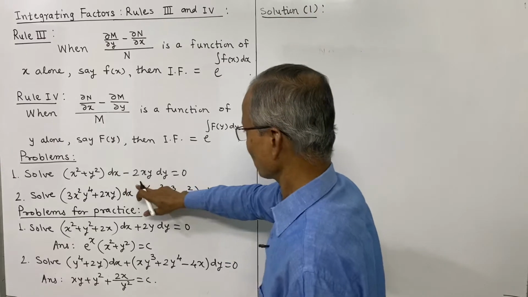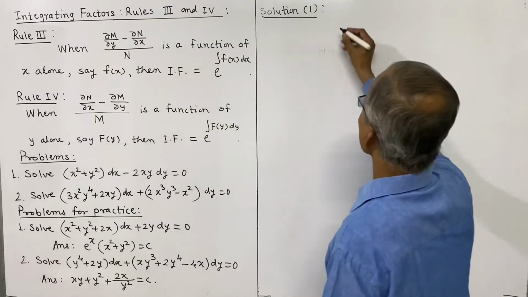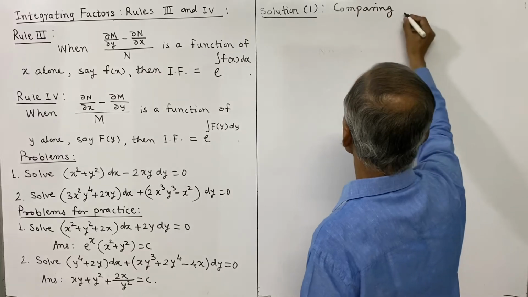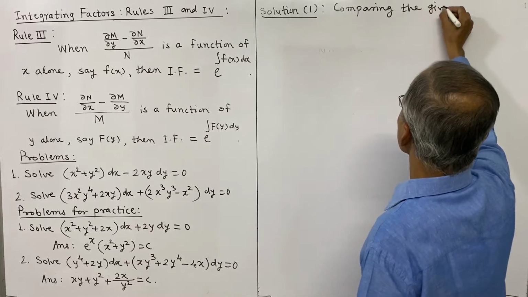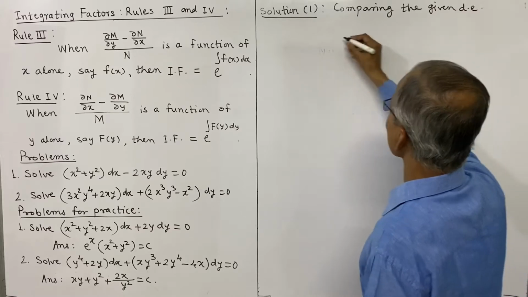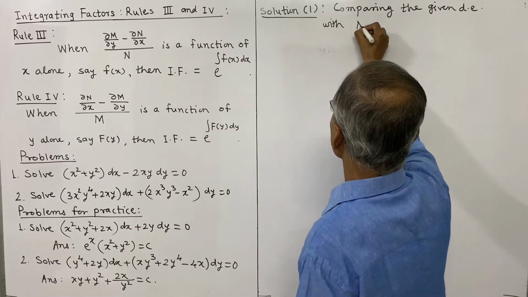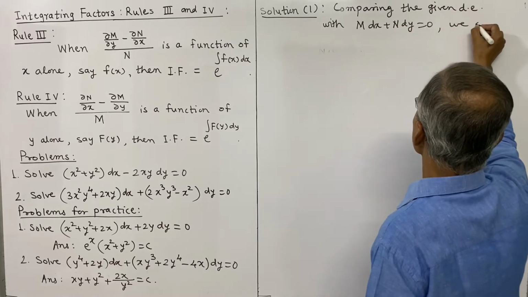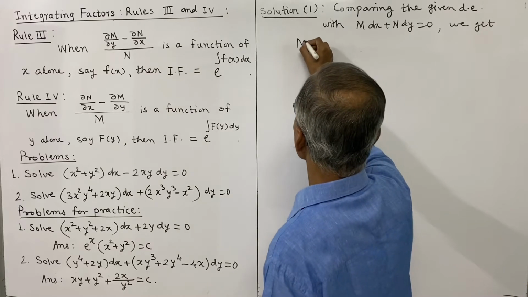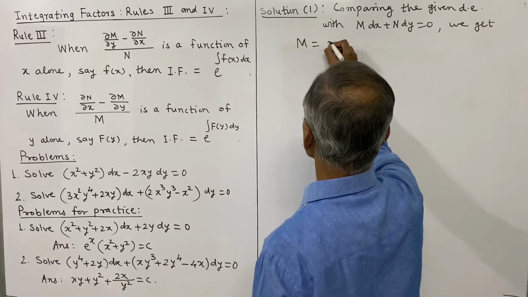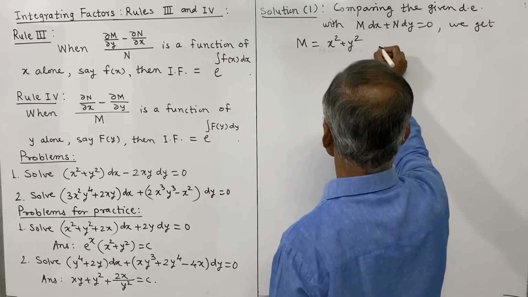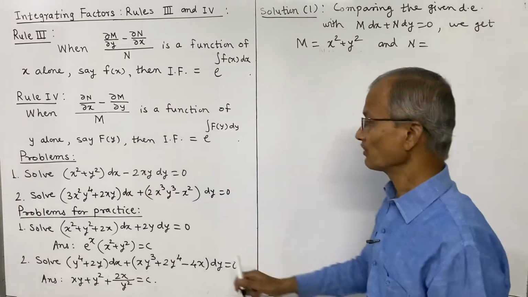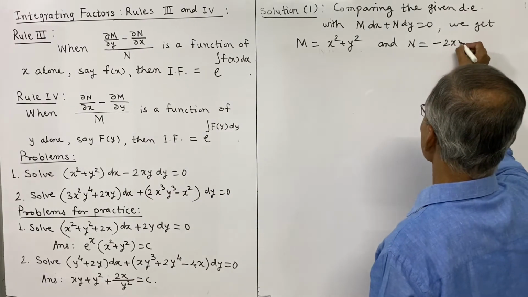We compare the given equation with M dx plus N dy is equal to 0. We get, what is M? You see, it is x square plus y square. Coefficient of dx is M, and coefficient of dy with negative sign, we have to consider, is minus 2xy.